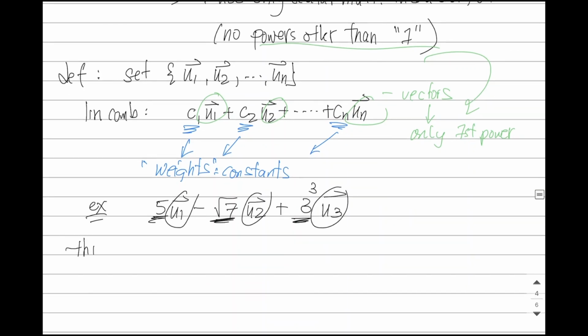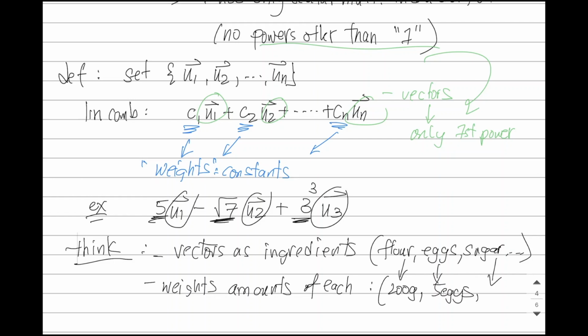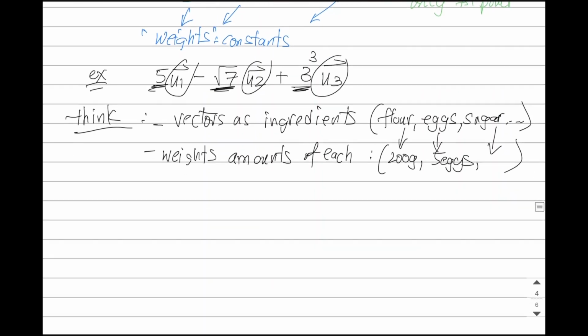Now, the way that I like to think of a linear combination is that you can think of the vectors as your ingredients in a recipe. So if you're baking cookies, you need flour, you need eggs, you need sugar. So the vectors are those ingredients. The weights are the amounts. Depending on how much flour you put in, maybe 200 grams, or you need 5 eggs, depending on how much of each ingredient you get, you'll end up with a different cookie. And that's all a linear combination is. It says, tell me how much of each ingredient you want, and then put them together.